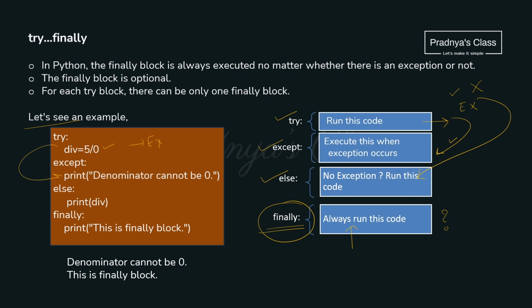Then the control will come to the except block. This message will get printed: Denominator cannot be 0. In this case, the else block will not execute because an exception occurs. It went to the except block, so it will not come to the else block now. The finally block is going to execute. So we are getting this output. This is the finally block. Hope you understood all 4 blocks.